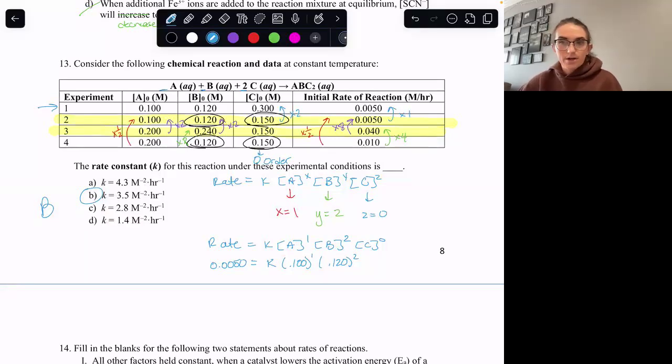That makes sense for question 13 here. Great. Any other questions?